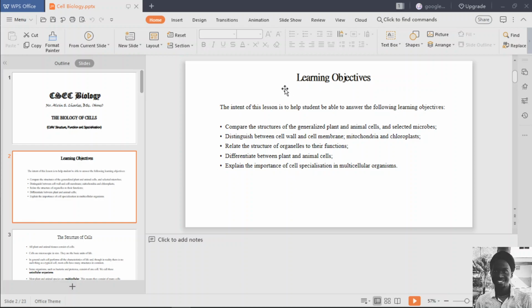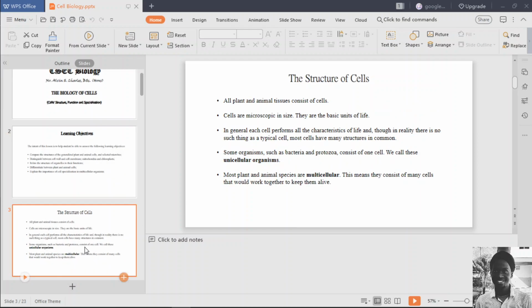Today we're going to be looking at the biology of cells, specifically cell structure, function, and specialization. Our learning objectives are to compare the structures of the generalized plant and animal cells and the selected microbes, distinguish between cell wall and cell membrane, mitochondria and chloroplasts, relate the structure of organelles to their functions, differentiate between plant and animal cells, and explain the importance of cell specialization in multicellular organisms.